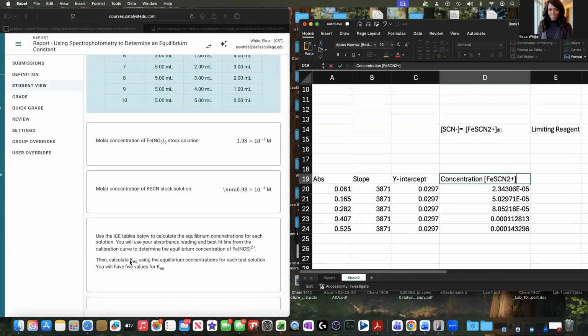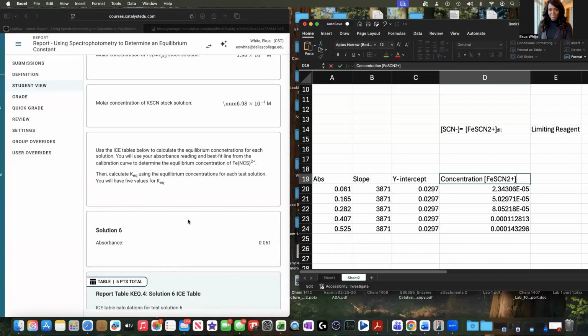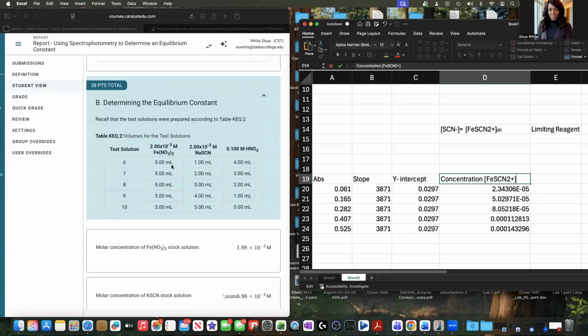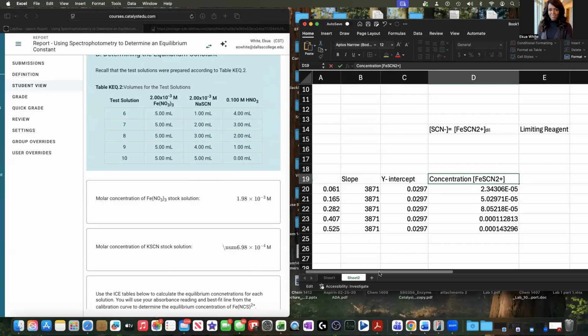Then calculate the K equilibrium using equilibrium concentrations for each test solution. You have 5 values of K equilibrium. Okay, but the issue here though, guys, is I think they want us to use these concentrations in the beginning, not these they gave us. I don't know. Let's see.